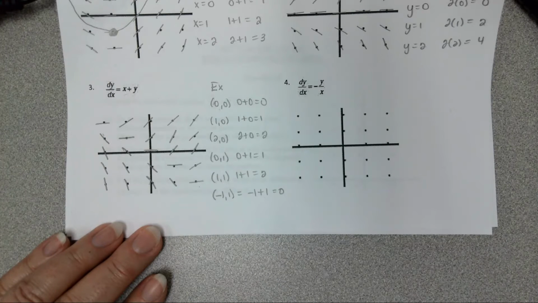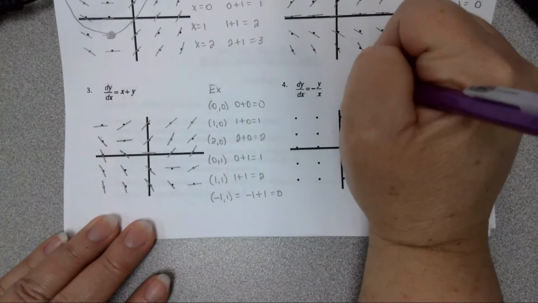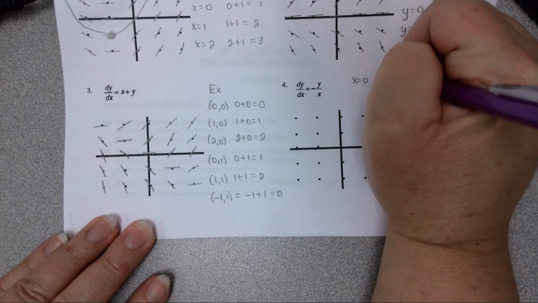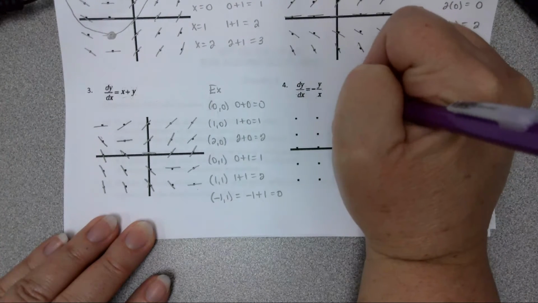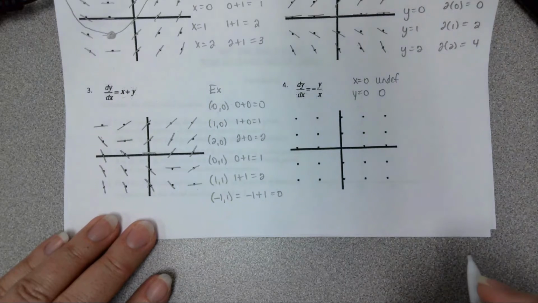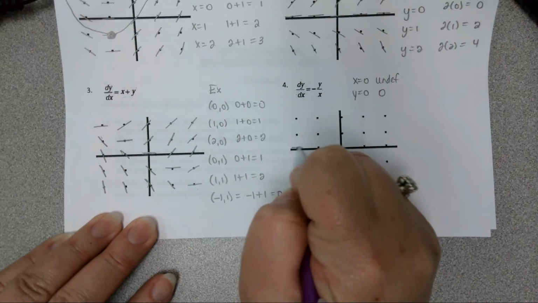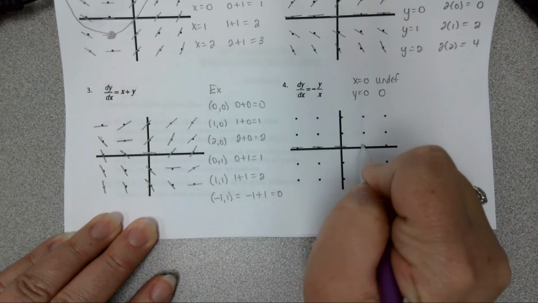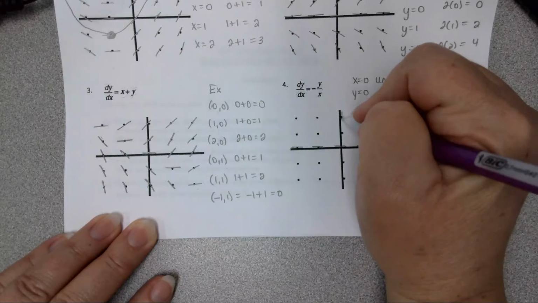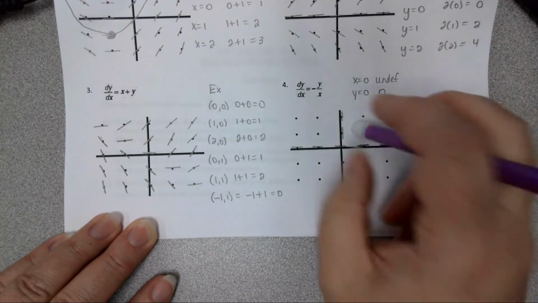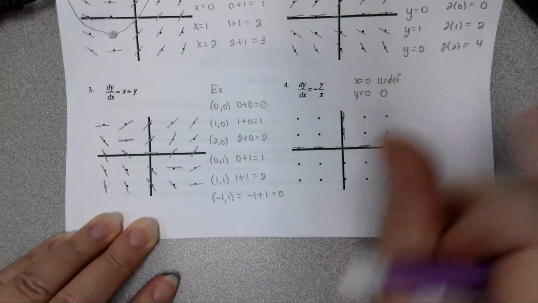All right, let's look at number 4 because it's the worst. I really, really, really hate number 4. So for number 4, we're going to be undefined. But if y is equal to 0, then you're going to be equal to 0. If x is equal to 0, you're going to be undefined. This is 0, 0, an undefined spot.